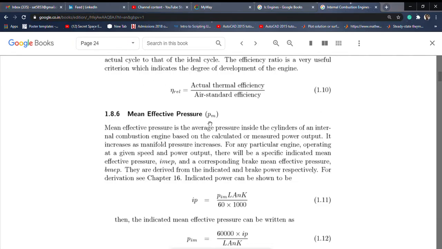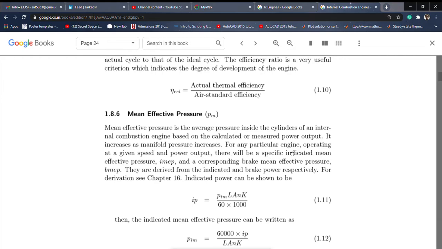Mean effective pressure is denoted by Pm. P is the pressure, m is the mean effective pressure. Mean effective pressure is the average pressure inside the cylinder of an internal combustion engine based on the calculated or measured power output. It increases as manifold pressure increases.